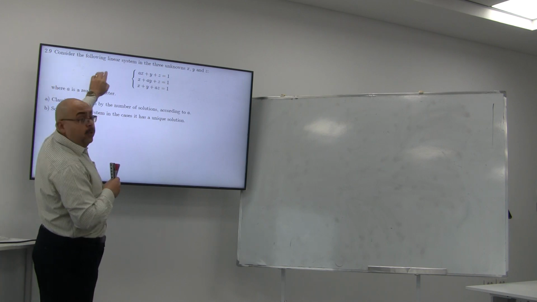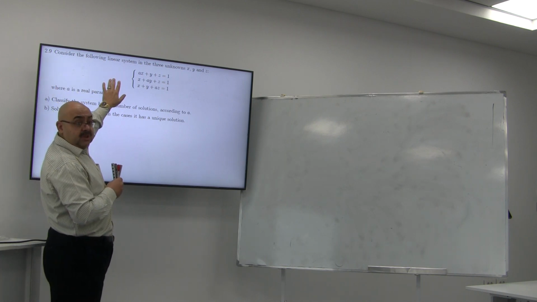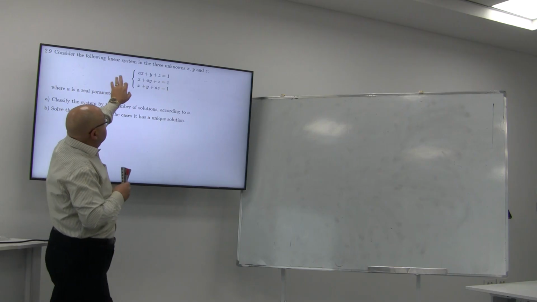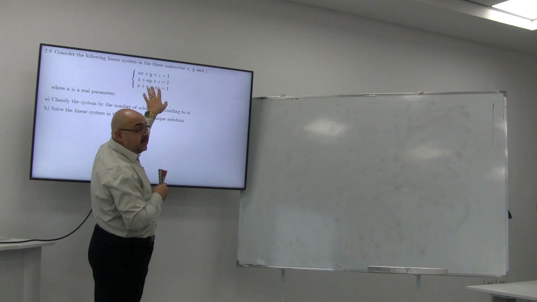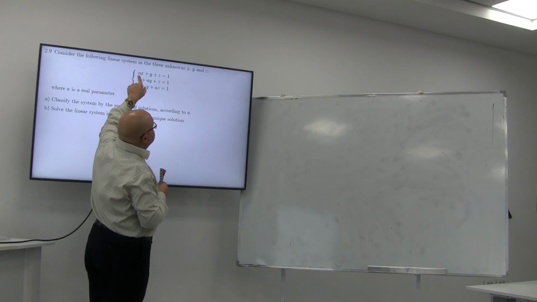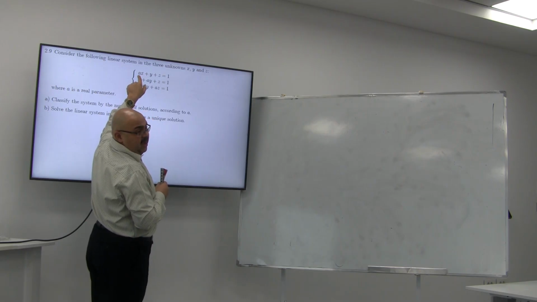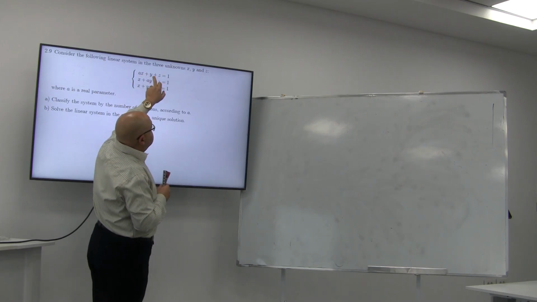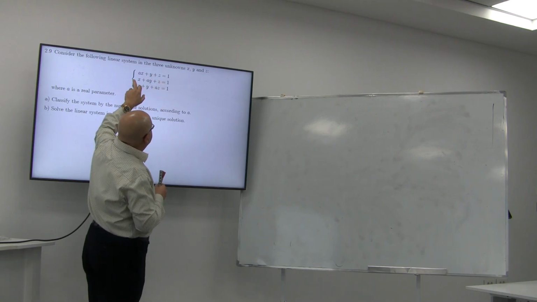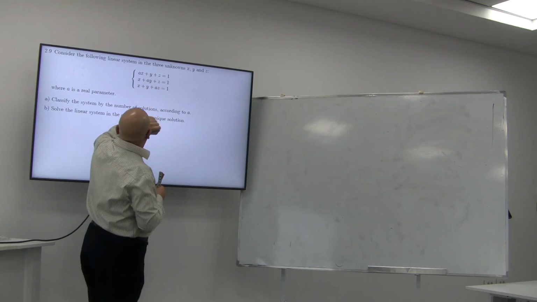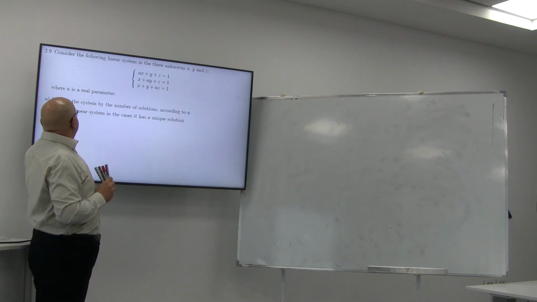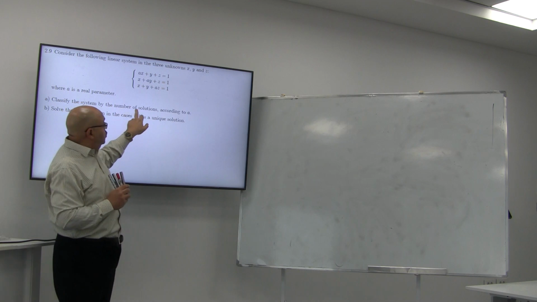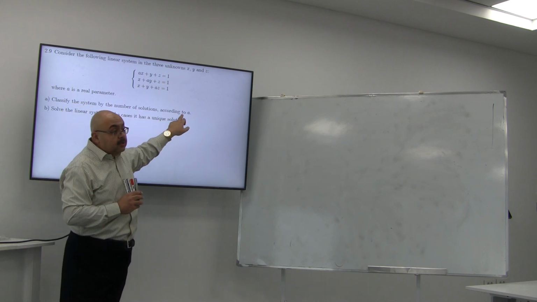بيقول consider the following system in the three unknowns x, y and z. والسيستم ده بالفعل يا زياد موجود فيه x, y and z. ماشي؟ خلي بالك السيستم انا inserted another variable which is a. فده a times x plus y plus z equal 1, x plus ay plus z equal 1 and so on. بيقول a is a real parameter. انا مش عارف هو كام. بيقول classify the system by the number of solutions according to a.